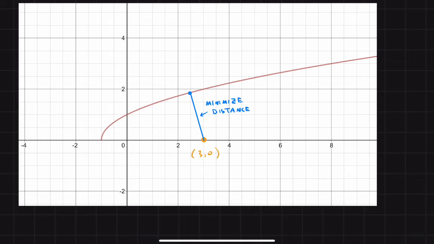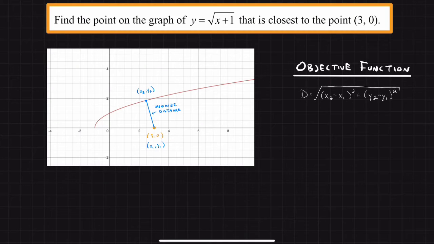We need to minimize the distance between the point (3, 0) and the graph of the square root of x plus 1. In order to do this, we need to create a point along the graph and minimize that distance. I'm going to call this point (x2, y2). Now that we have 2 points, we can use the distance formula to calculate the distance between them. And since this distance is what we're trying to minimize, the distance formula is our objective function.